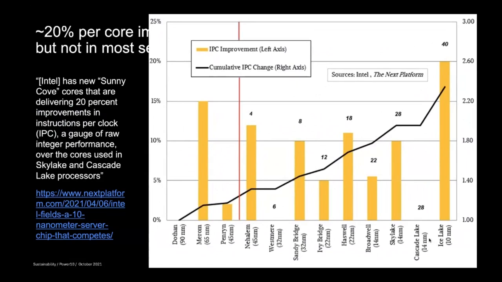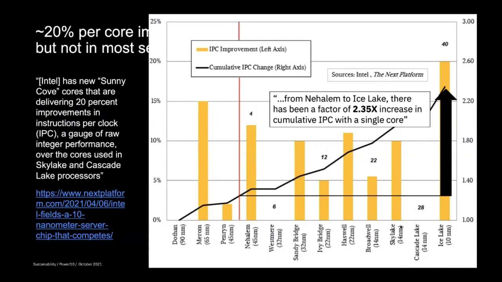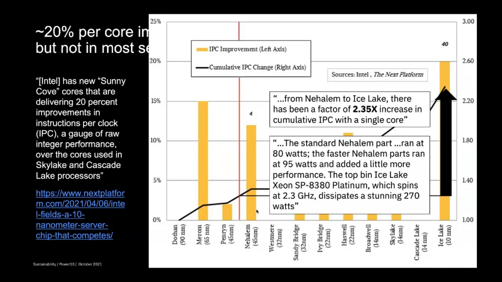they have managed over a significant number of years, from back in the Nehalem days, which some of us might remember, about a 2.35 times increase per core. And of course, we've done much, much bigger than that with the Power processors. And now it doesn't take less energy, it takes more energy. So there's more power going into these things.